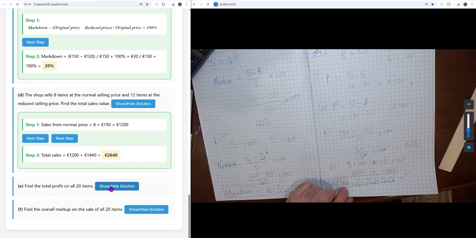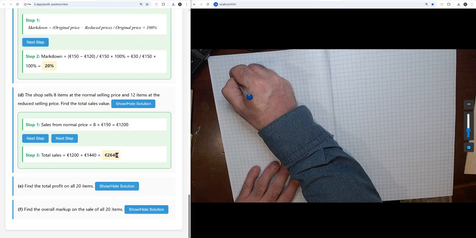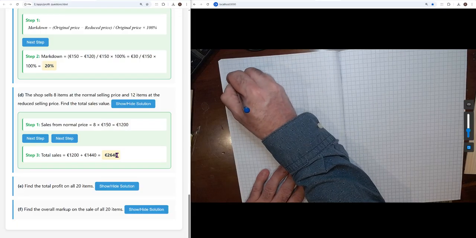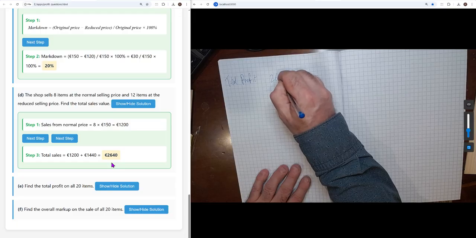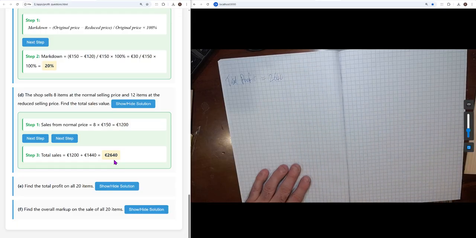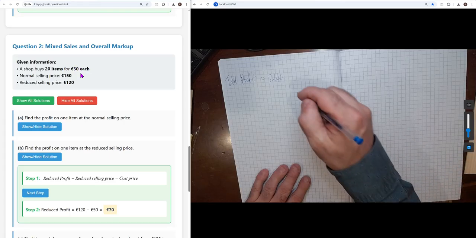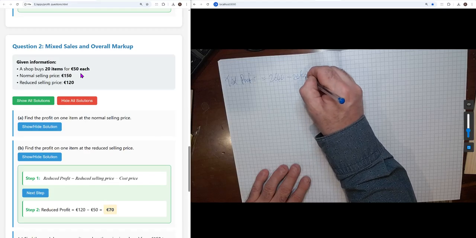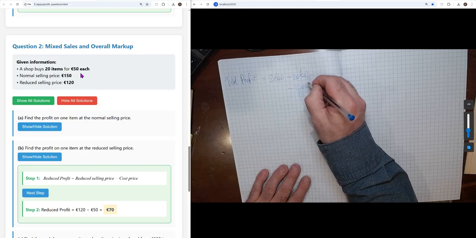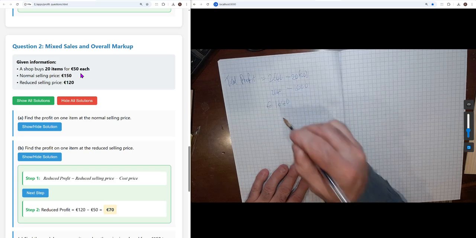Find the total profit on all 20. So we'll take away the total buying from the total sales. Profit is total sales, which we just had, 2640, minus our total buying. Now total buying is very simple because buying always occurs at one price. So the 20 items were bought at 50 each, so 20 by 50. Two zeros and that's 1,000. I'm pretty sure it's 1,000. Check it in the calculator. 2640 minus 1,000 equals 1640. That's your profit. Another question done.